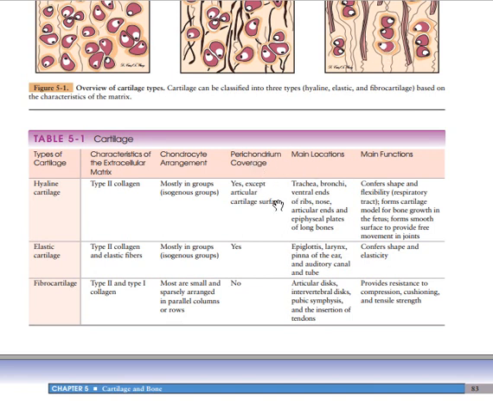Now the perichondrium. Yes, there is a perichondrium in hyaline cartilage, except at the articular cartilage surface. Elastic cartilage, yes, there is a perichondrium. Fibrocartilage, no, there isn't. Now, the main location of hyaline cartilage is the trachea, the bronchi, the ventral end of the ribs, the nose cartilages, the articular ends, and the epiphyseal plates of the long bones. All that is hyaline cartilage. Also, all the cartilage that makes up the skeleton of the fetus is also hyaline cartilage.